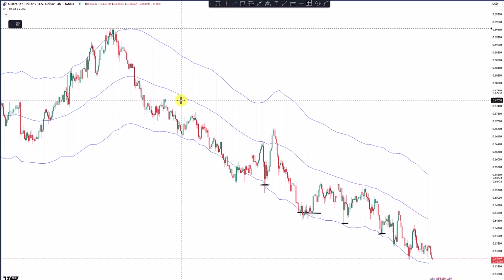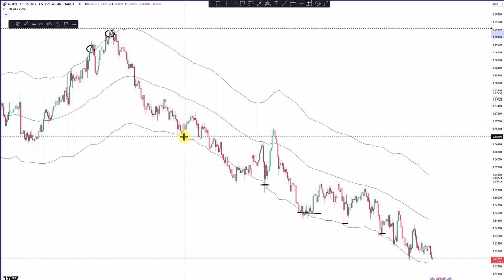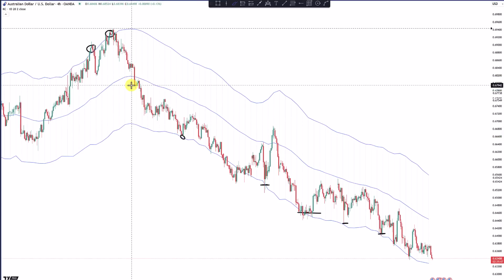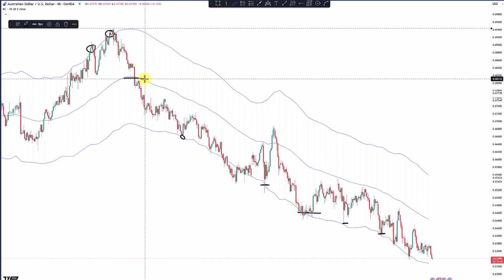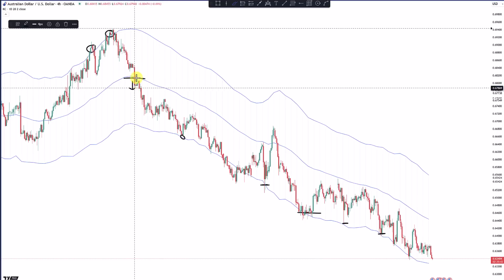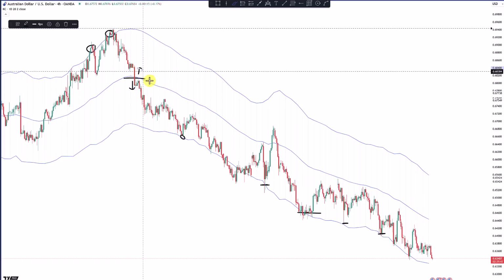But this is a really great way of how you can have another objective tool in your toolbox that is really great for finding those target levels. And this in the middle is a moving average, by the way, so it can be used as a tiebreaker. When the price is below the moving average, you're in a bearish market.